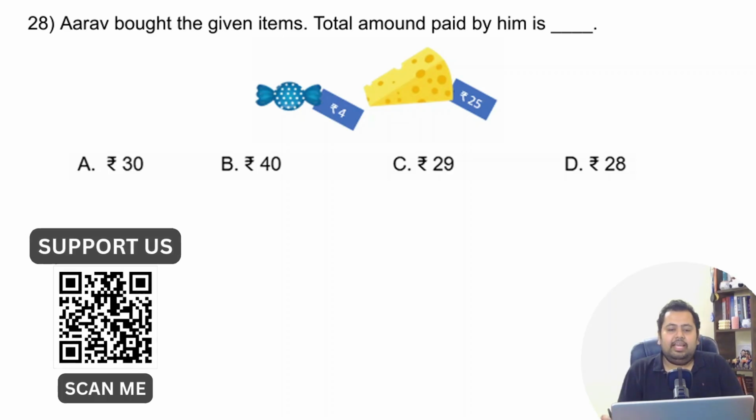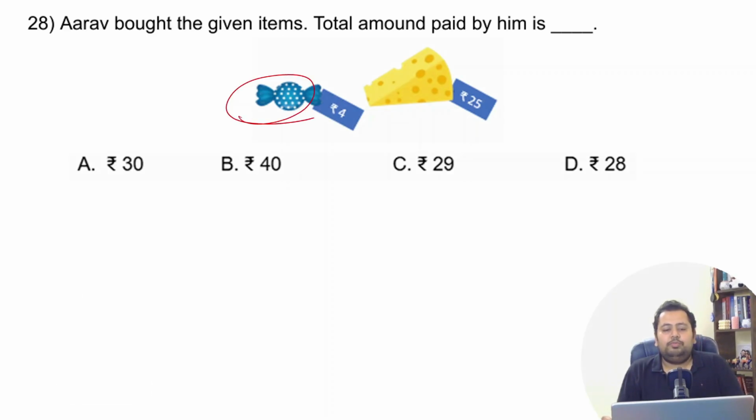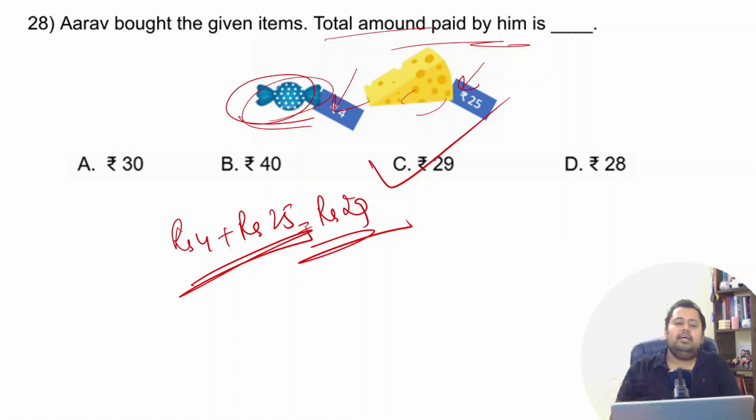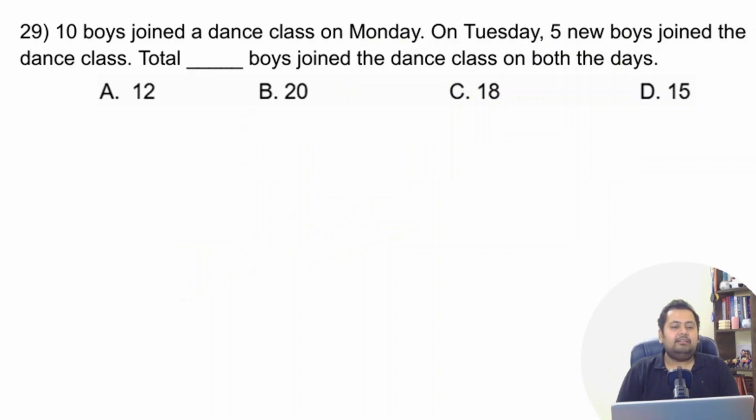Great. Again, an easy one. So a toffee costs rupees 4, right? And the slice of cheese costs rupees 25. It's asking what is the sum, right? The amount paid by him. He's paying for both the cheese slice and the chocolate. It is nothing but an addition, that is rupees 29. Option C is the correct answer. Hope you got it correct. If you did, give yourself a star. We now move to question number 29.